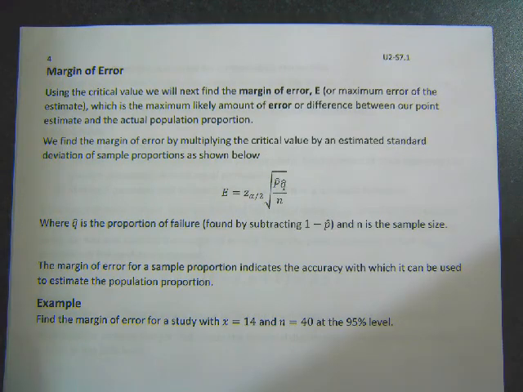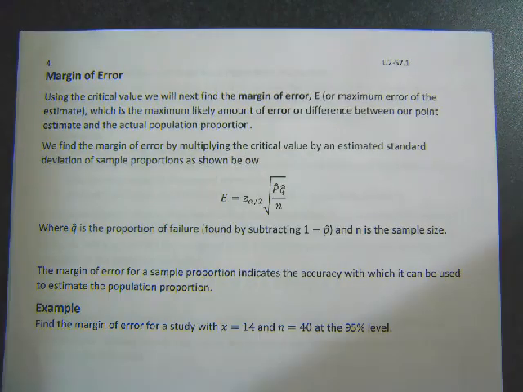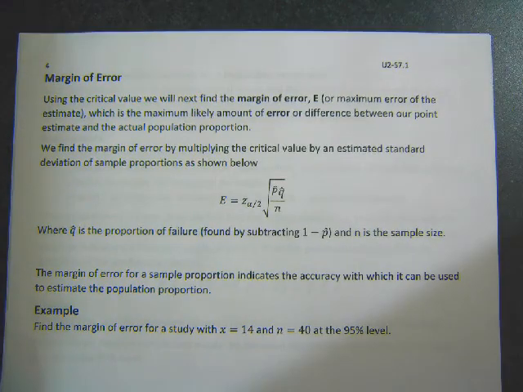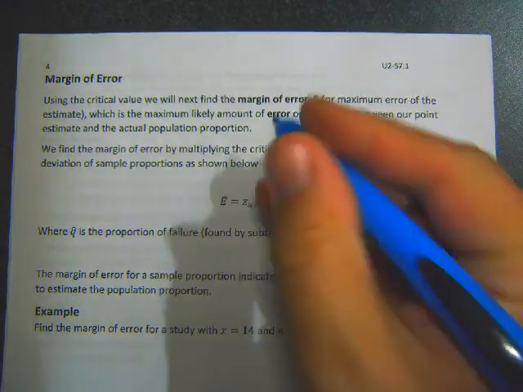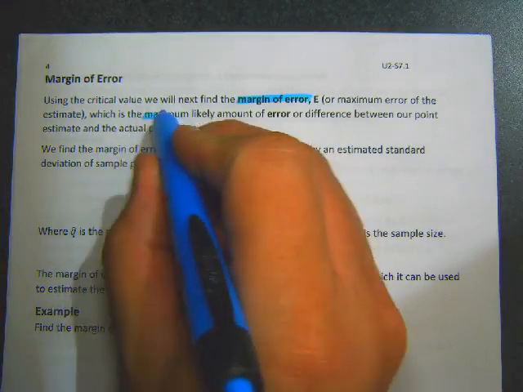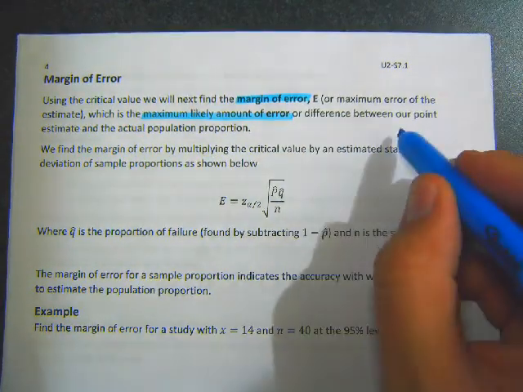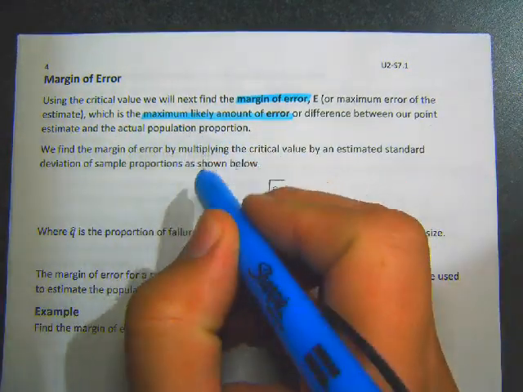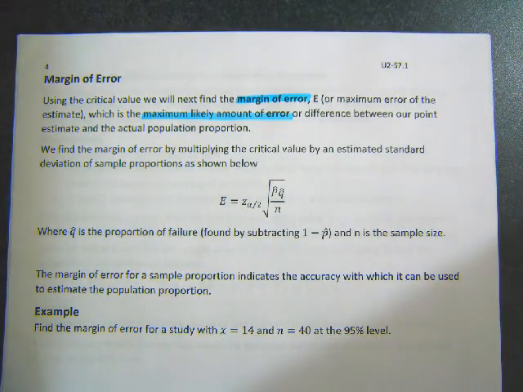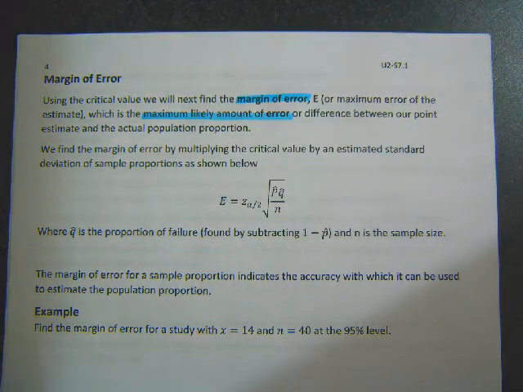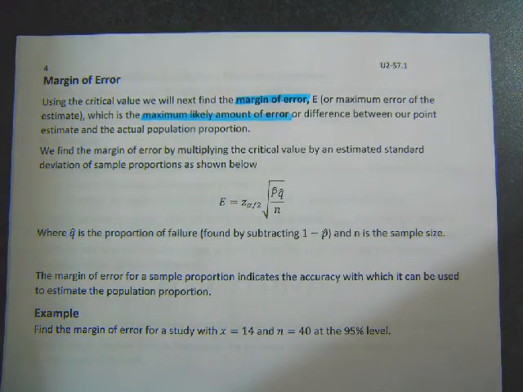So the real value is 50%. It probably would be very unlikely that I get like 46% from a sample of 1,000,000. I'd probably get closer to like 49 or 50 if that sample is 1,000,000. So the margin of error is a measure of how much error you have. And it's basically a lot on the sample size, and then how high your confidence level is. The margin of error is the maximum likely amount of error, or difference between our point estimate and the actual population. So we'll call that the error. How different is the value you got from your sample versus the real value for the whole population? That's your error.